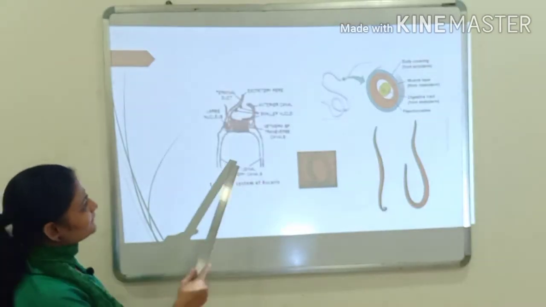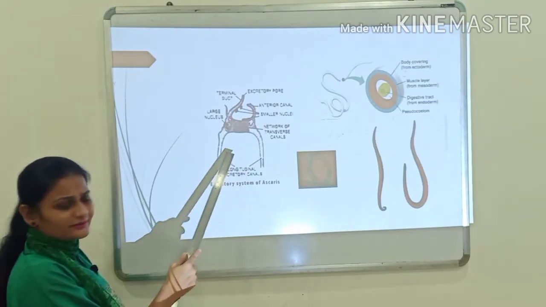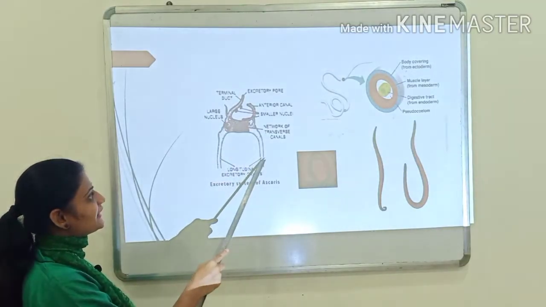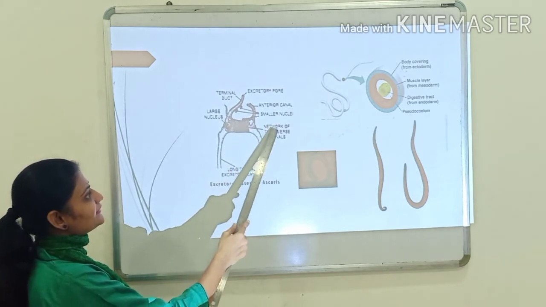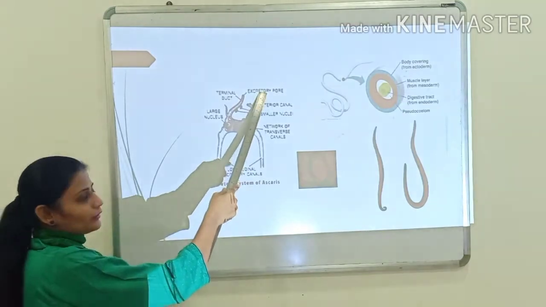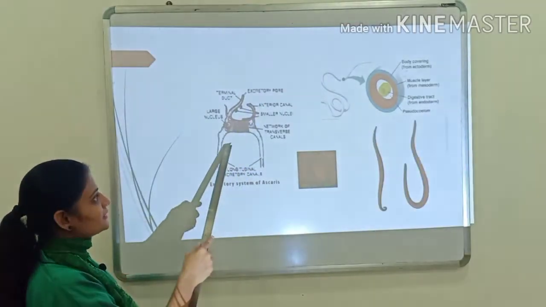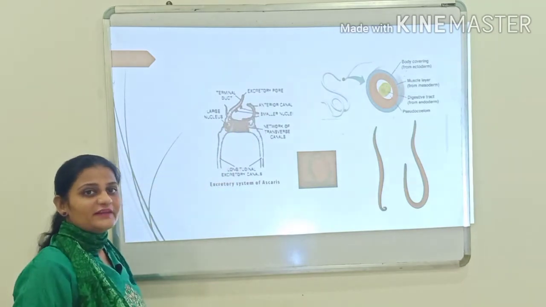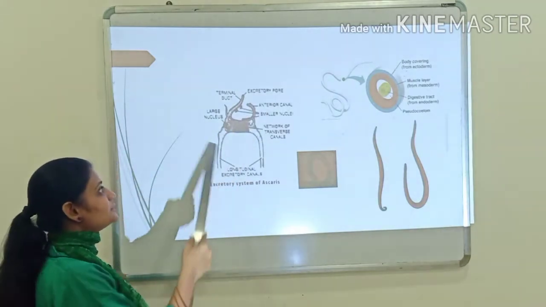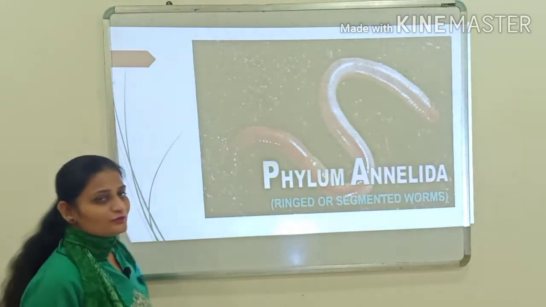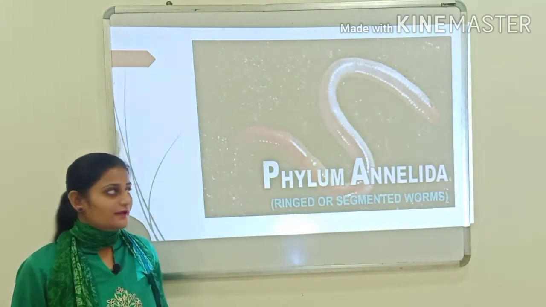Here you can see the excretory canals. This is the longitudinal excretory canal. Here you can find the transverse excretory canals, and here is the excretory pore. Through these excretory canals and the excretory pore, the waste material that is produced inside the body is removed. So that was all about phylum Aschelminths.